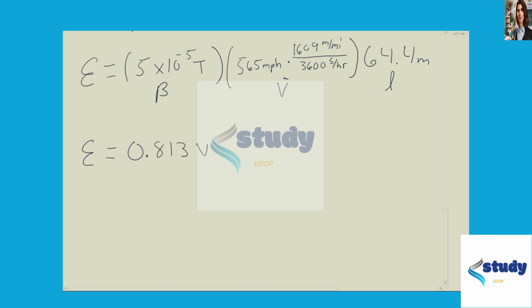Now, this is a lot bigger than what we had with the train, but we're still talking about a number below 1. So this is still really too small to matter. Since it's only 0.813 volts, our motional electromagnetic force is not really going to affect the plane at all. So again, this is too small to affect the plane.